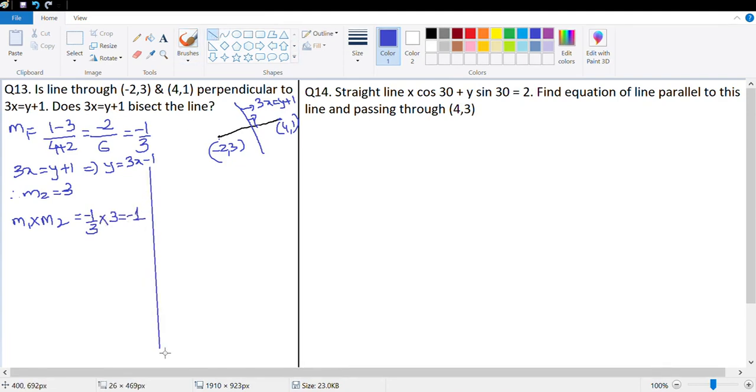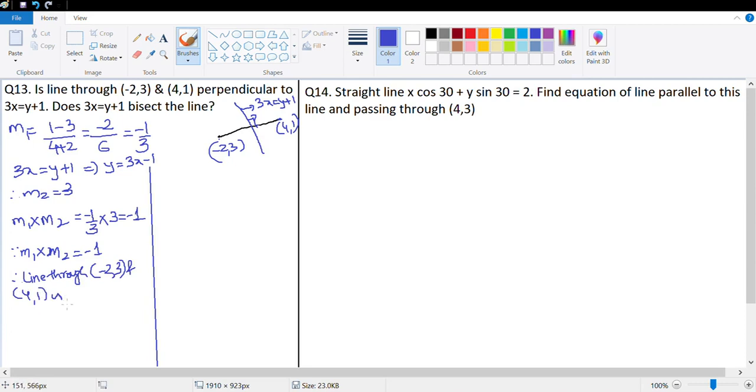So since m1 into m2 is equal to -1, therefore the line through (-2, 3) and (4, 1) is perpendicular to 3x is equal to y plus 1. So first part done. Yes, it is perpendicular. Next, does it bisect this line? So first let's figure out the coordinates of the midpoint.